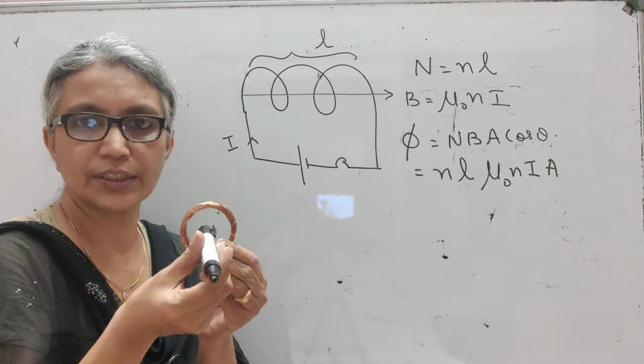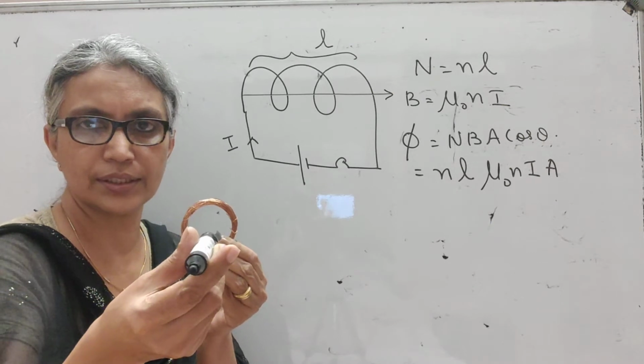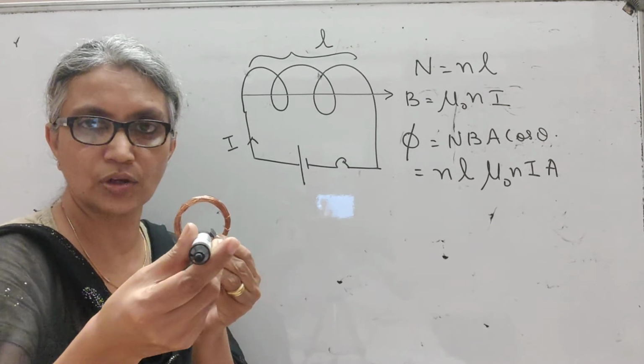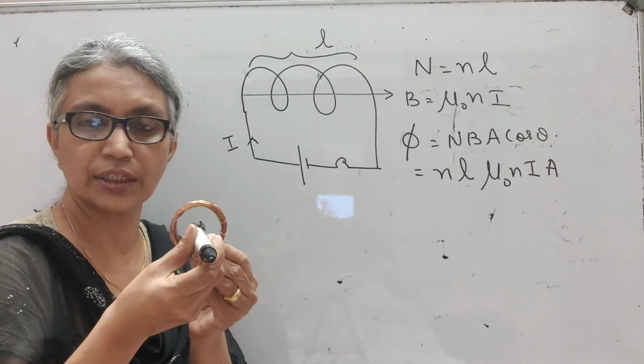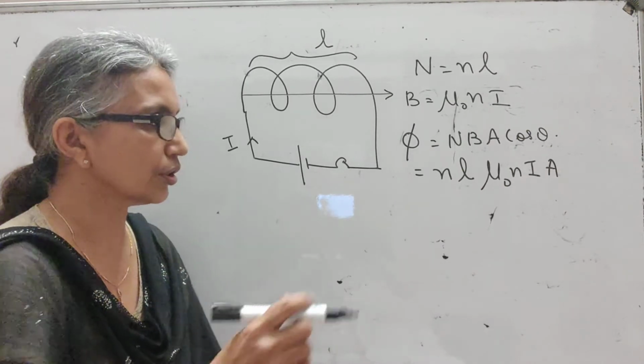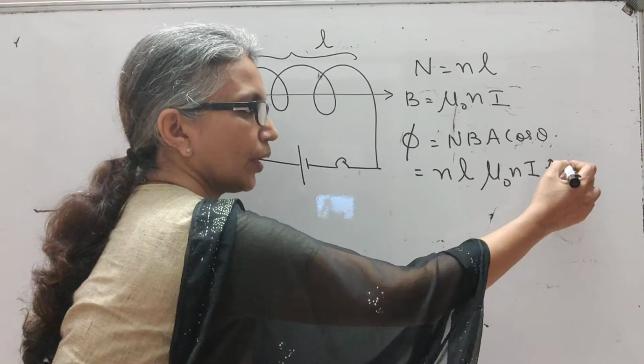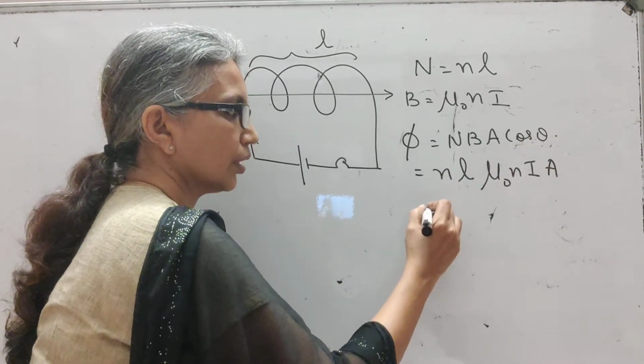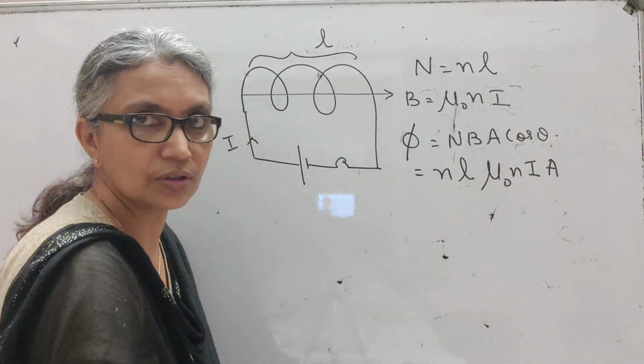And the area vector is perpendicular to the coil like this. Magnetic field is also along the axis. So for any solenoid, the area vector and magnetic field will be in the same direction. So cos 0 is 1. So that is this. Cos theta is cos 0 is 1.